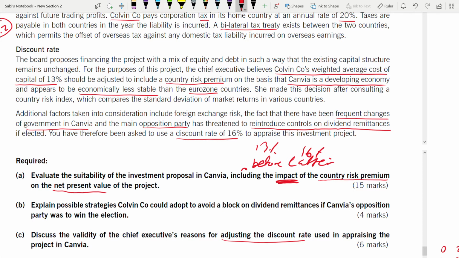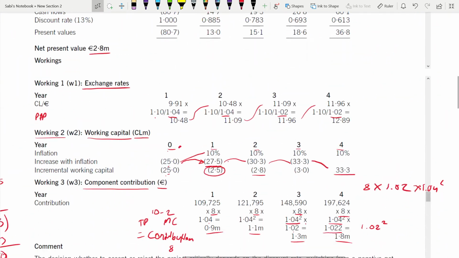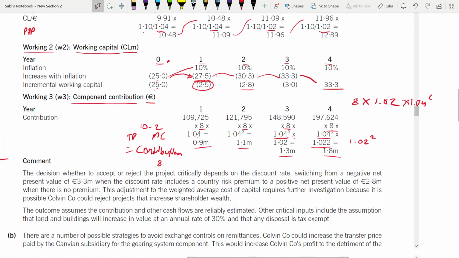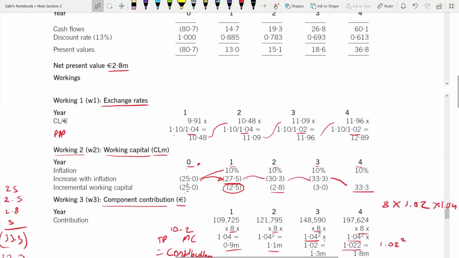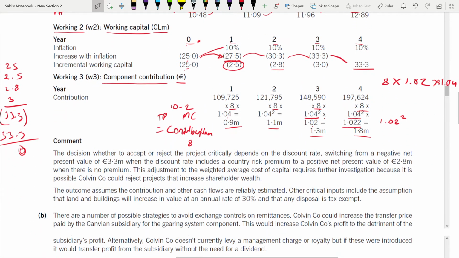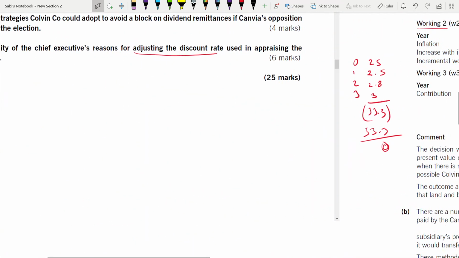Whenever a question comes with impact, show the impact. Please, before, after, before, after. I keep on repeating this. So you have to show, because then only you can comment. Otherwise, based on that, you will say reject based on the 16%. Now, next you have to comment. Did they tell you to comment?